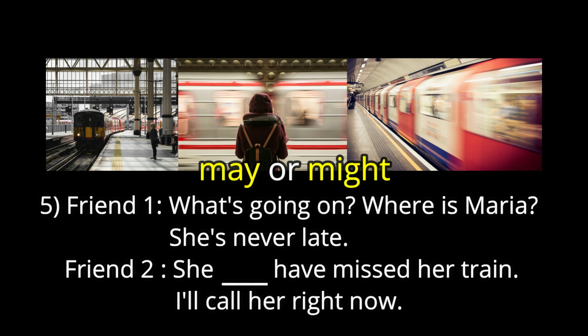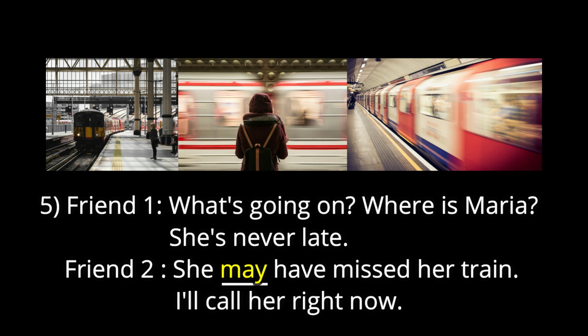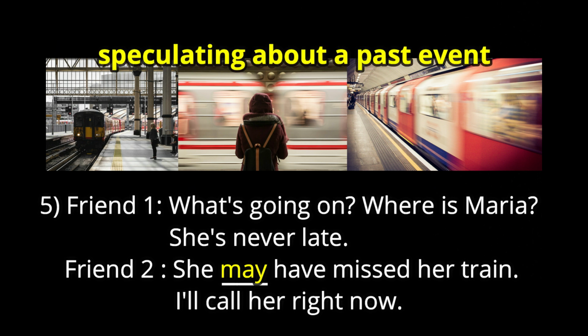And the answer is, what's going on? Where's Maria? She's never late. She may have missed her train. I'll call her right now. Okay, we use may. We're speculating about a past event, and in this case, there's a pretty good chance, because according to the context, she's never late. Okay, number 6.